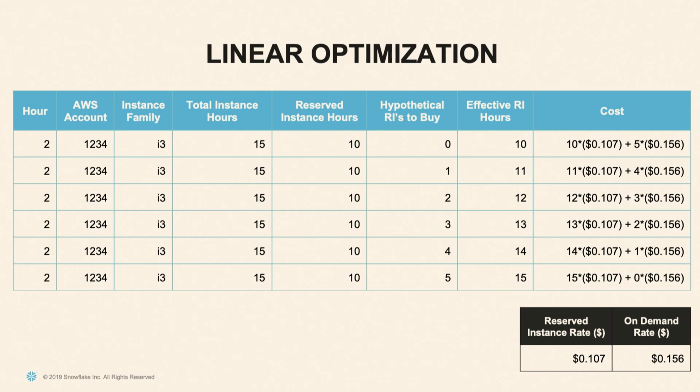The hypothetical number of reserved instances with the lowest cost, so if we sort by our cost ascending, whatever has the lowest cost is what we actually make as the recommendation. So of all the scenarios, this one scenario had the lowest cost over this time period.